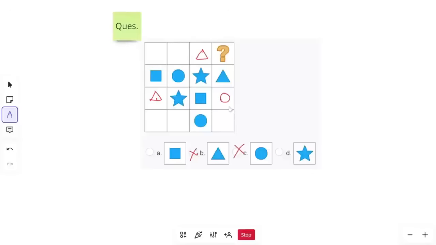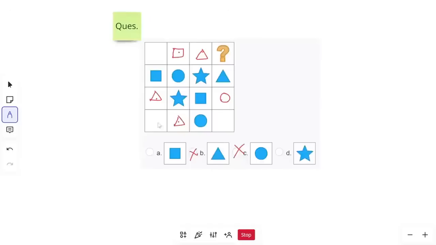Let's now see what else can come here. Let's try to fill in these two boxes. Circle is here and triangle is here. So if circle is here, circle is here, and star is here, what are the two options left for us? We have square and we have triangle. Can square come here? Yes, it can come, but triangle cannot come here because triangle was already occupied with the other one. So I am going to put triangle here.